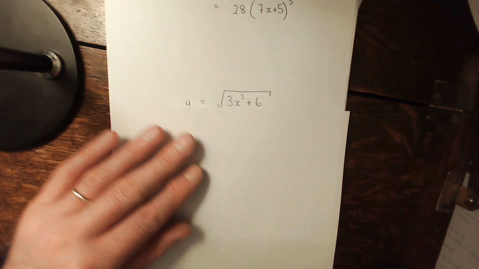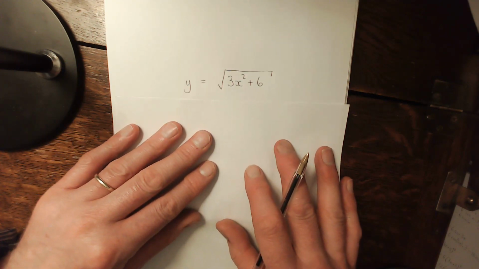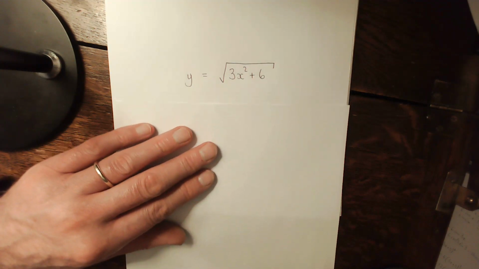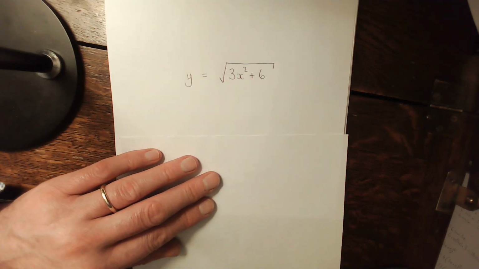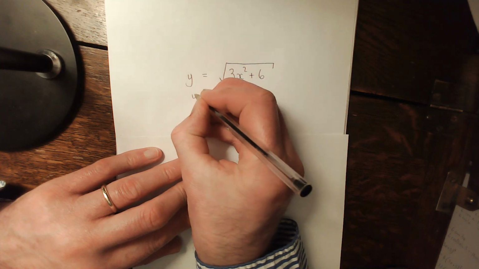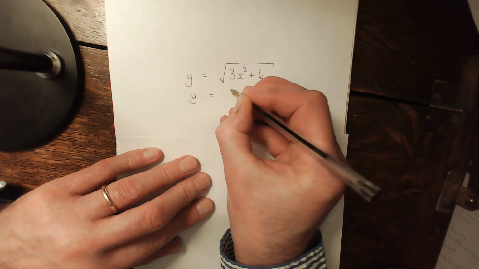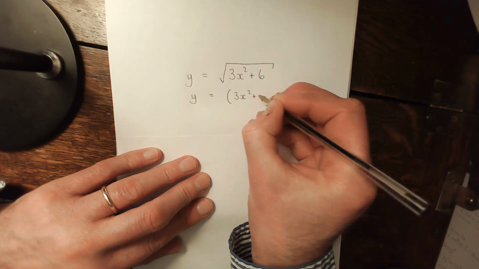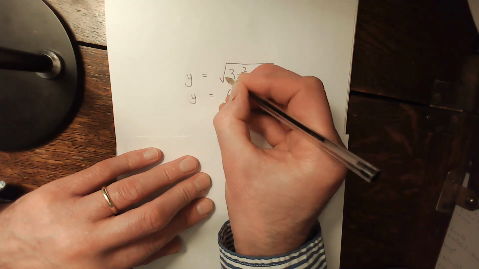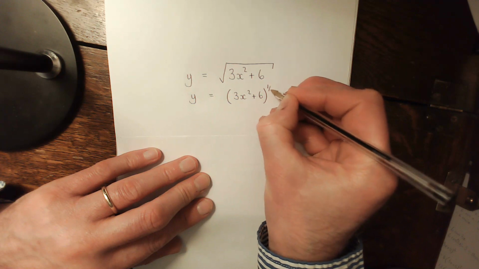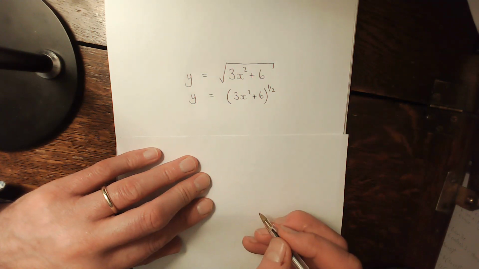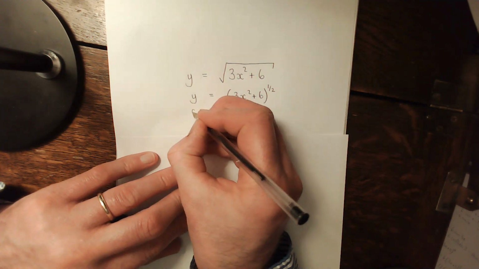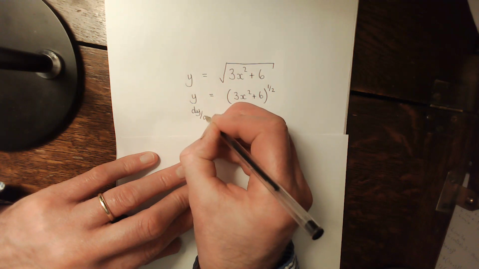A second example for you. What are we going to do this time? Well, we can't differentiate in this format. So what we need to do, I need to put what's inside the square root. And remember, the square root of something is the same to the power a half. I can now differentiate that.